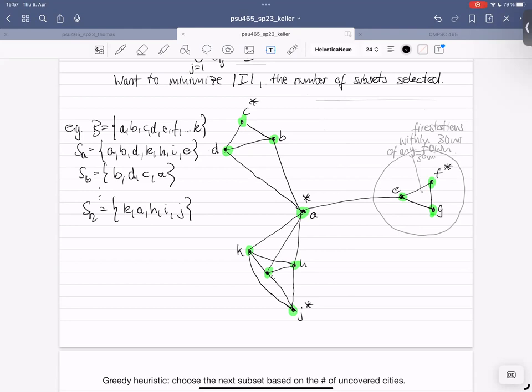So H would cover the whole thing at the left, lower left. Then you said C. Yeah, H covers A, the upper left, yeah. And then, yeah, correct. Yeah, so this would cover the entire graph, or the entire county, with just 3 fire stations.